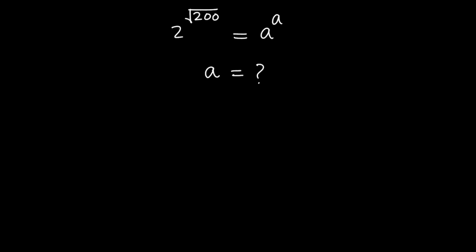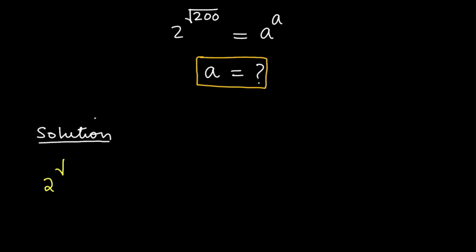Hello everyone, let us solve for a in this exponential problem. 2 raised to power 200 is equal to a raised to power a. 2 raised to power the square root of 200 is equal to a raised to power a.